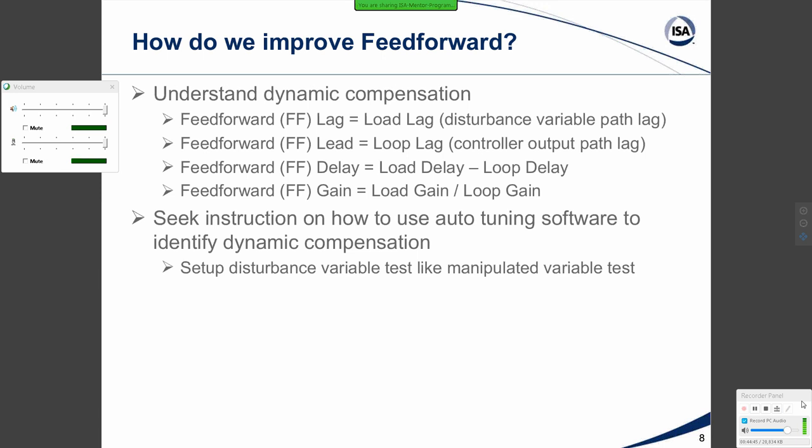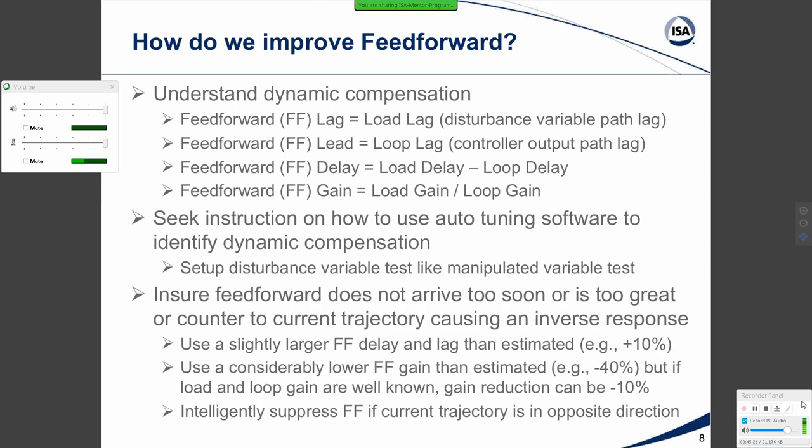Now, that's what's required if you're going to do a model predictive control, and so people don't question it so much. But when you say, oh, I got to do it for feed-forward control, they say, oh, I don't know if I can change that upset flow. Well, you don't have to change it that much, but you do need to change it in order for you to identify what is the load lag and the load delay and what is the load gain. And then if you treat that disturbance variable like you did if it was a manipulated variable, in other words, the controller output, then you can use the tuning software.